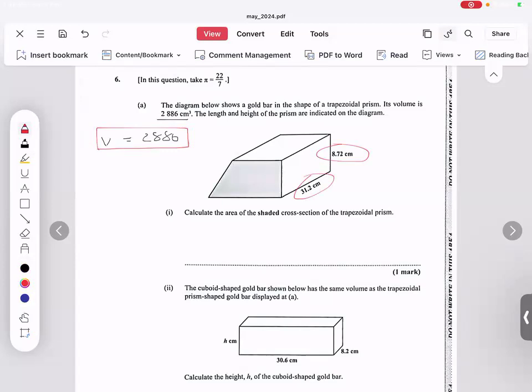The question says, calculate the area of the shaded cross section of the trapezoidal prism. So we want the area of this thing right here. All right, so now this is where critical thinking comes in.